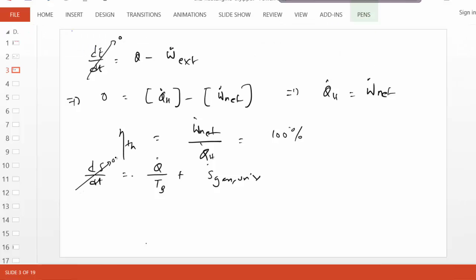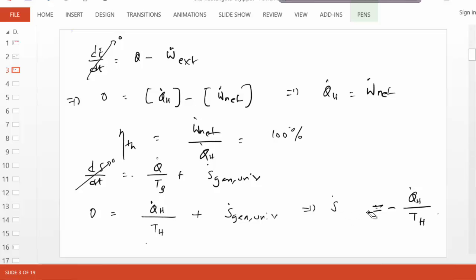dS/dt goes to 0, and if we substitute Q dot becomes Q dot H, and Tb, if you recall, is TH. That's what we assumed. S dot gen universe, the measure of friction, equals negative Q dot H over TH. Look, Q dot H is a positive number because heat is going in, and at the outset we said it's a positive number, and TH is in Kelvin. So therefore, this is negative.